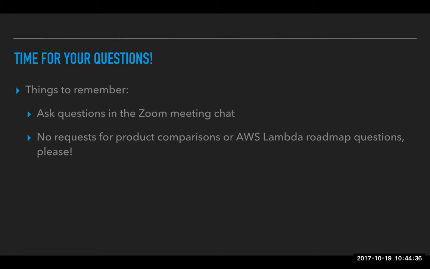How are downstream services, such as databases, impacted by Lambda workloads that may increase connection count? That entirely depends on the database that you're using.